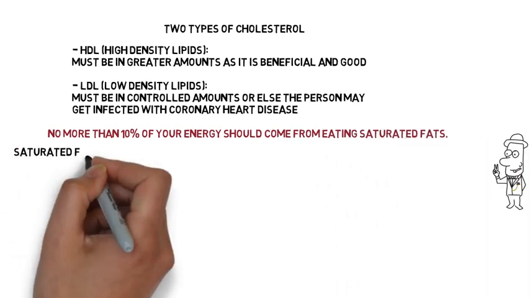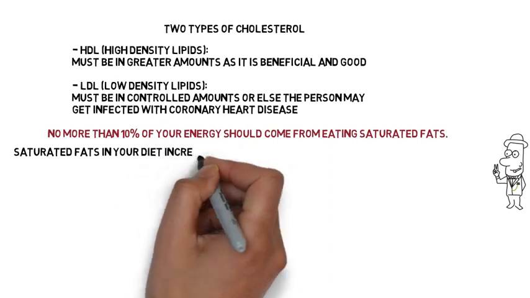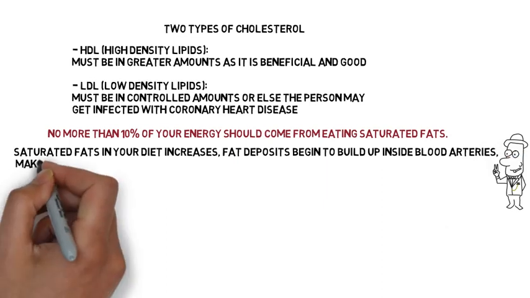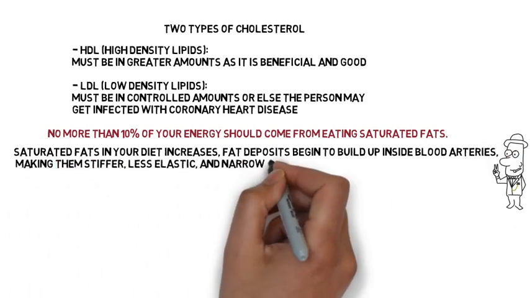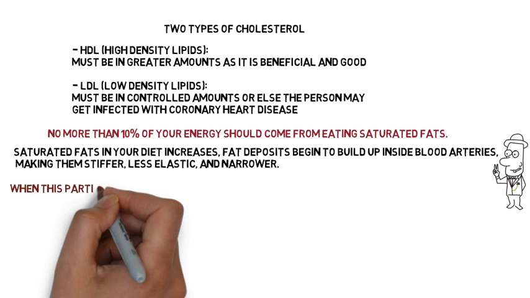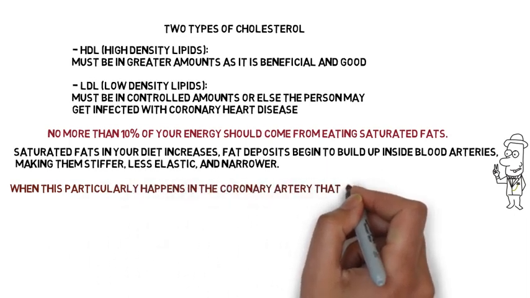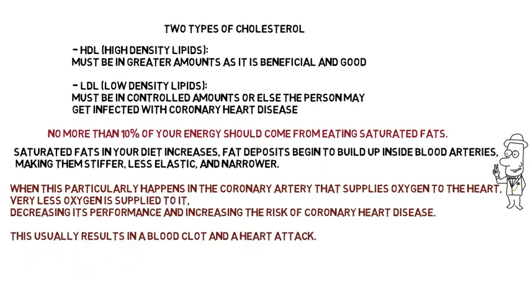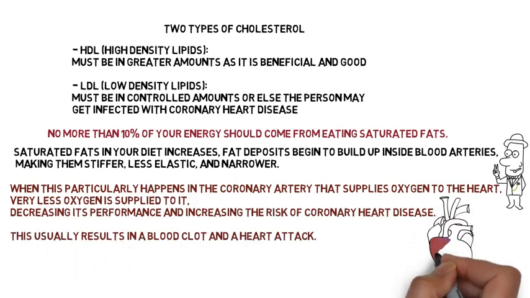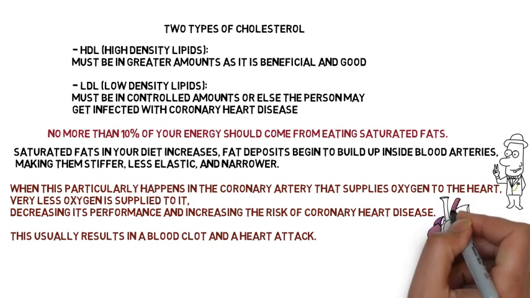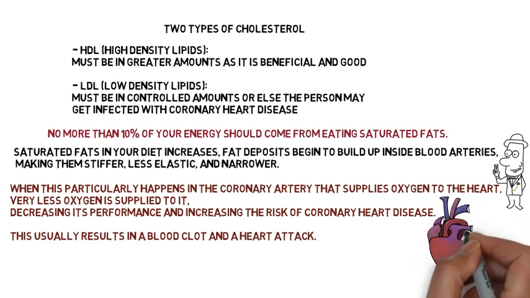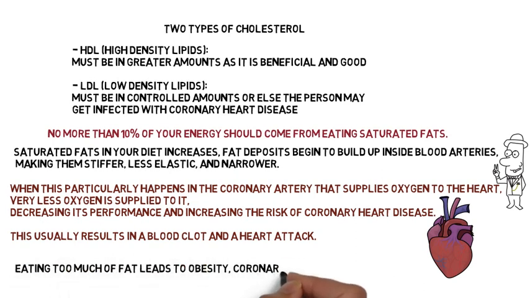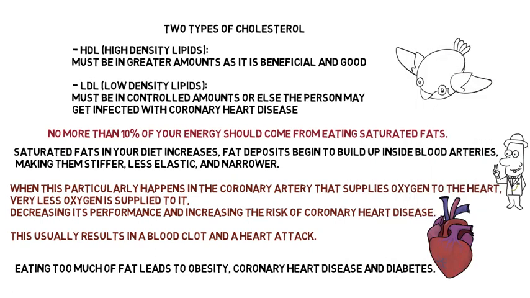If the percentage level of saturated fats in your diet increases, fat deposits begin to build up inside of the blood arteries, making them stiffer, less elastic, and narrower. When this particularly happens in the coronary artery that supplies oxygen to the heart, very little oxygen is supplied to it, decreasing its performance and increasing the risk of coronary heart disease. This usually results in blood clot and a heart attack. Eating too much fat leads to obesity, coronary heart disease, and diabetes.